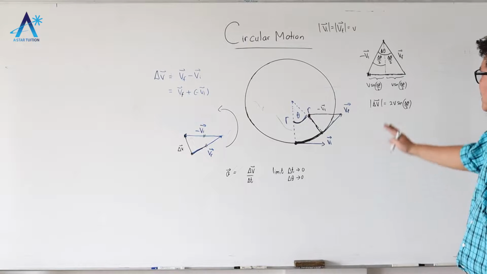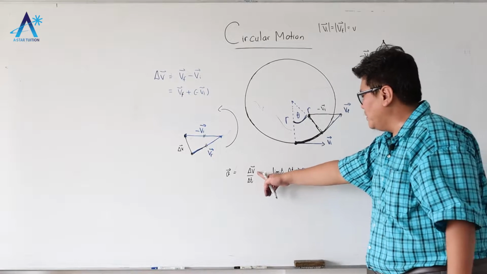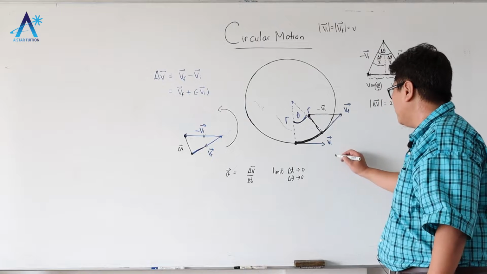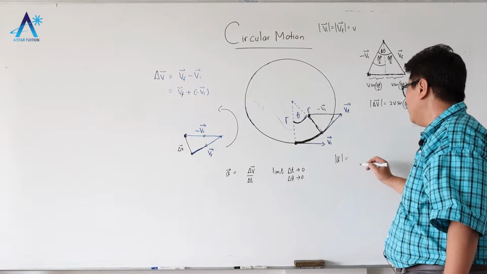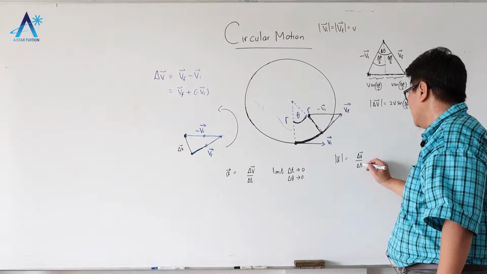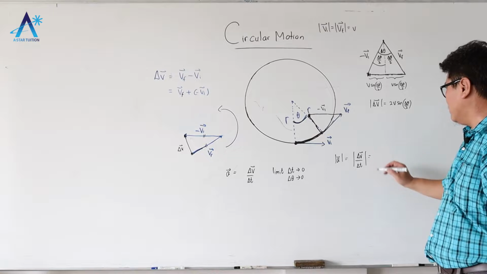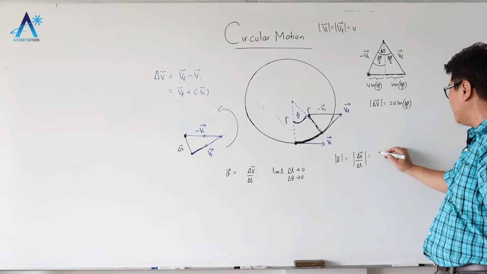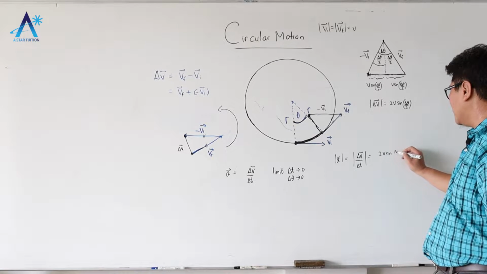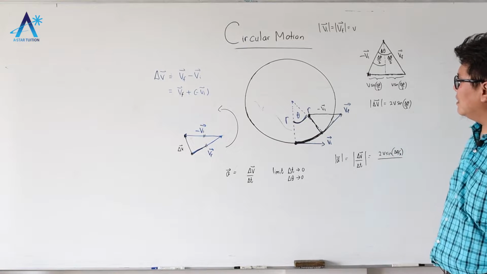Okay, so this is delta V. Now remember that A is delta V over delta T. So in order to find the magnitude of A, all we need to do is magnitude delta V over delta T. Now, the delta V has a magnitude of 2V sine delta theta over 2. And what about the time?